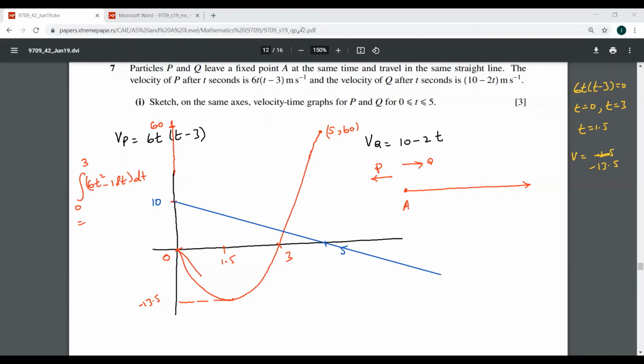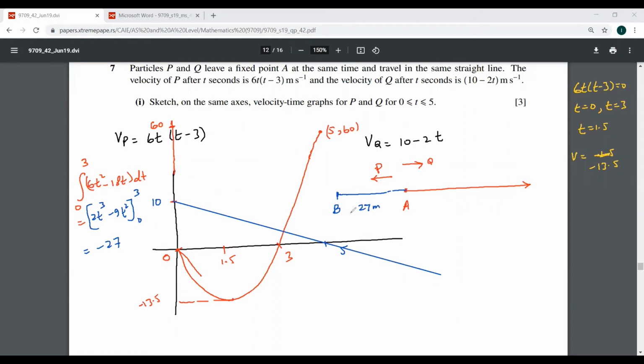So when you integrate this, you will be getting 6t cube over 3, that is 2t cube, and minus 9t square. This is what you get after integration. The limits are from 0 to 3. When you put the limits here, you get minus 27. You see that this is minus 27. That is a displacement moving away from this A. So it reaches the point B, and this distance is 27 meters over here.